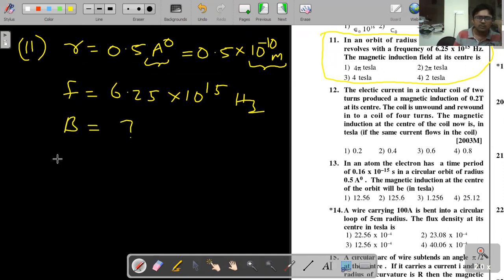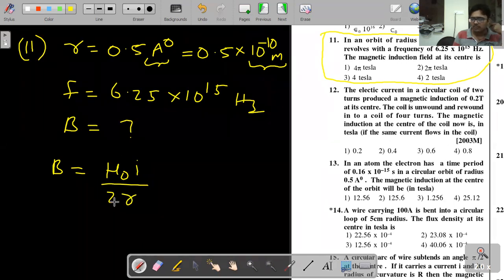So what is the formula for us to find this? B is equal to mu naught I by 2R is my formula, right? So B value is mu naught I by 2R. Do you know this formula? Magnetic field induction at the center of the orbit. Can I write like that?